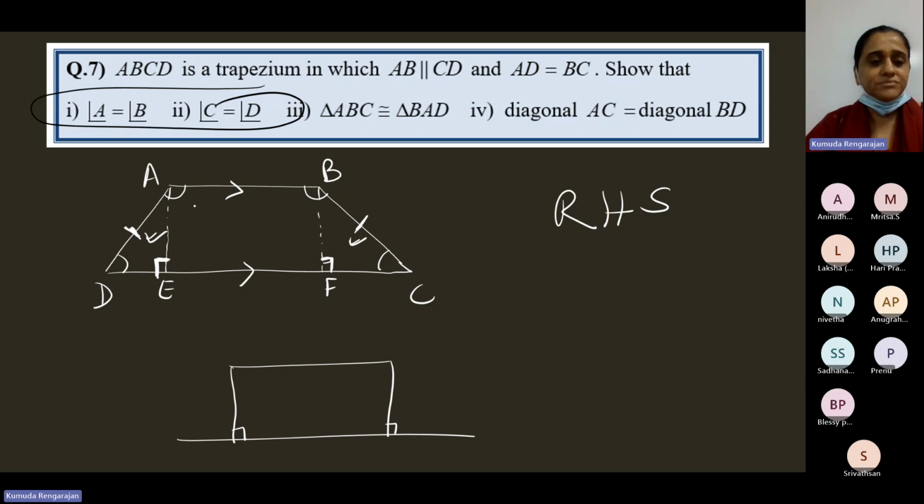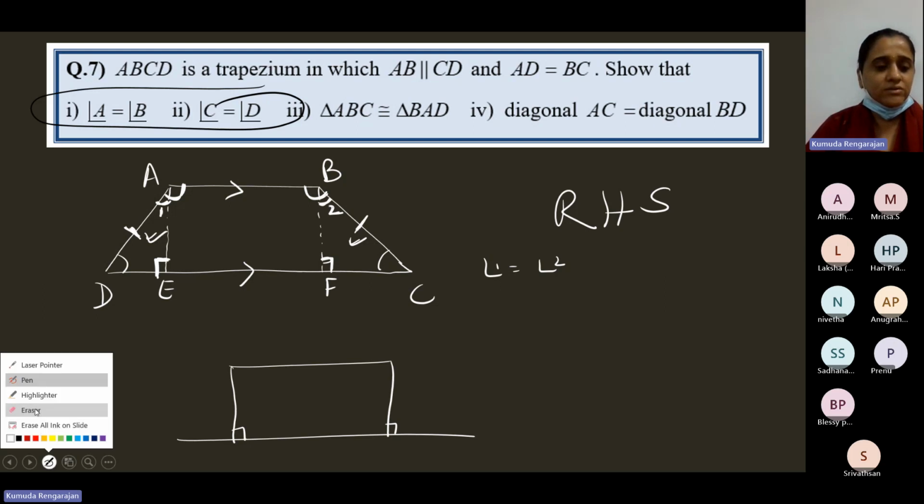CPCT, you will have, you can mark this one as 1 and this one is 2. So angle 1 is equal to angle 2. This is angle 1, this is angle 2. Right? Angle 1 equals angle 2. But that's not A equal to B. A is this full thing, and this full thing is B. So angle 1 is equal to angle 2 by CPCT. Add 90 to both the sides. Add 90 because this one is 90, no?